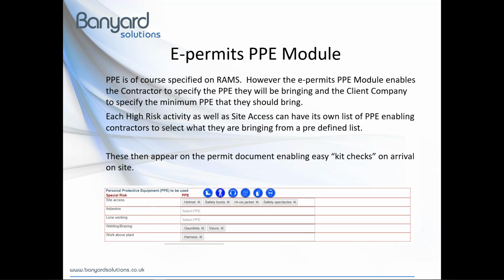So the system actually enables you to have further checks in place when contractors turn up, literally on the permit document itself, rather than having to refer to another document, the RAMS, that may not be as accessible as the actual permit document itself.